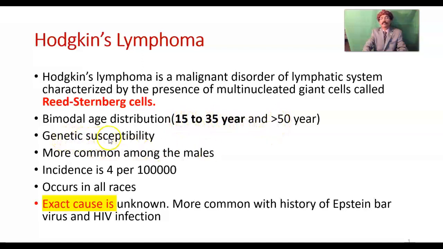There is genetic susceptibility. It is found in monozygotic twin studies that genes have a significant role in the etiology of Hodgkin's lymphoma. It is more common among males. Incidence is 4 per 100,000. It occurs in all races. The exact cause is unknown, but it is more common with a history of Epstein-Barr virus infection or HIV infection.